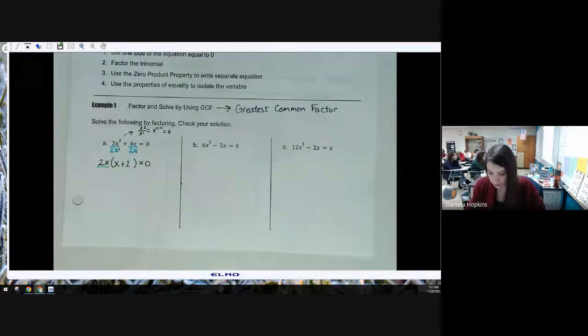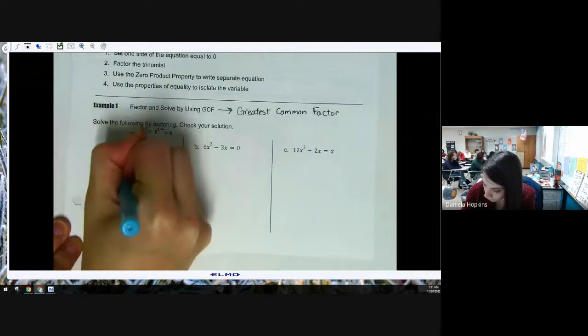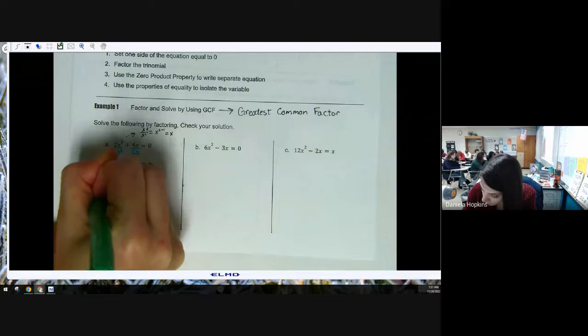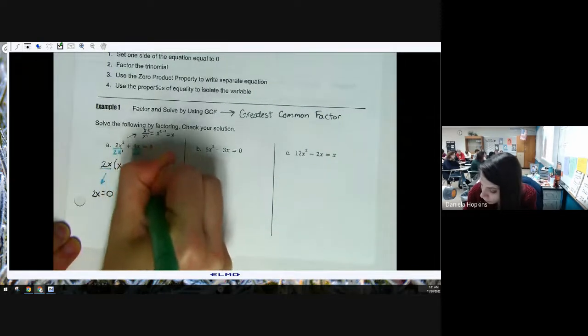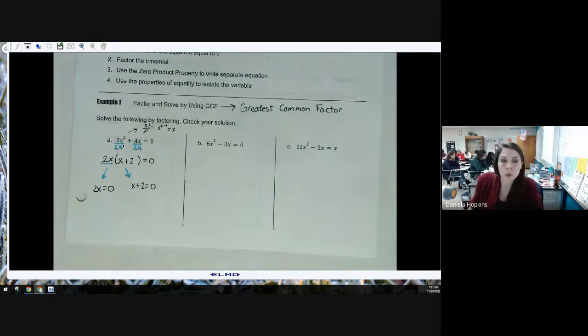All that says is that you're going to basically separate this into two different equations. We'll make this 2x equals 0 and x plus 2 equals 0. Some of you will be able to do this in your head without drawing the split. That's fine, but let's show our steps anyways.